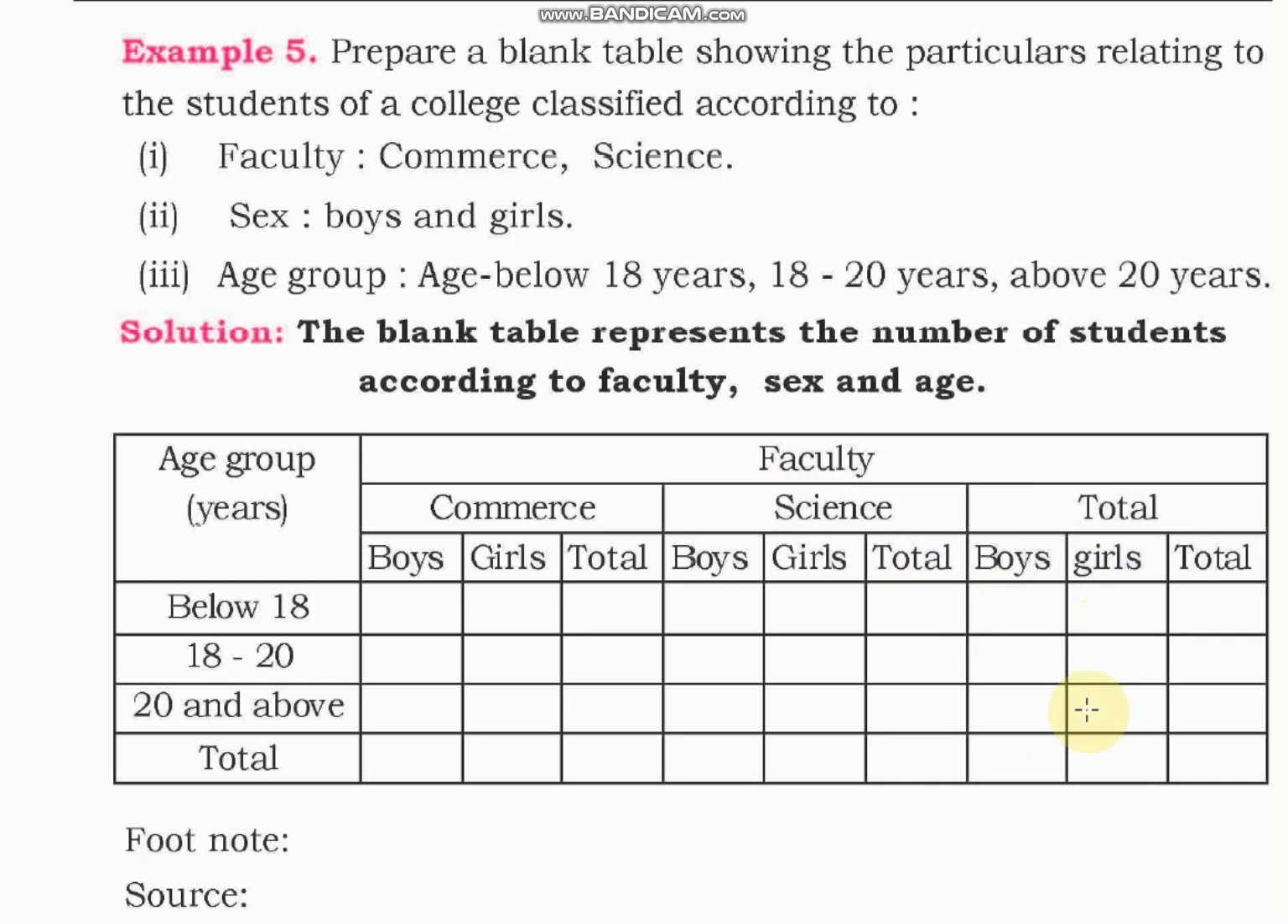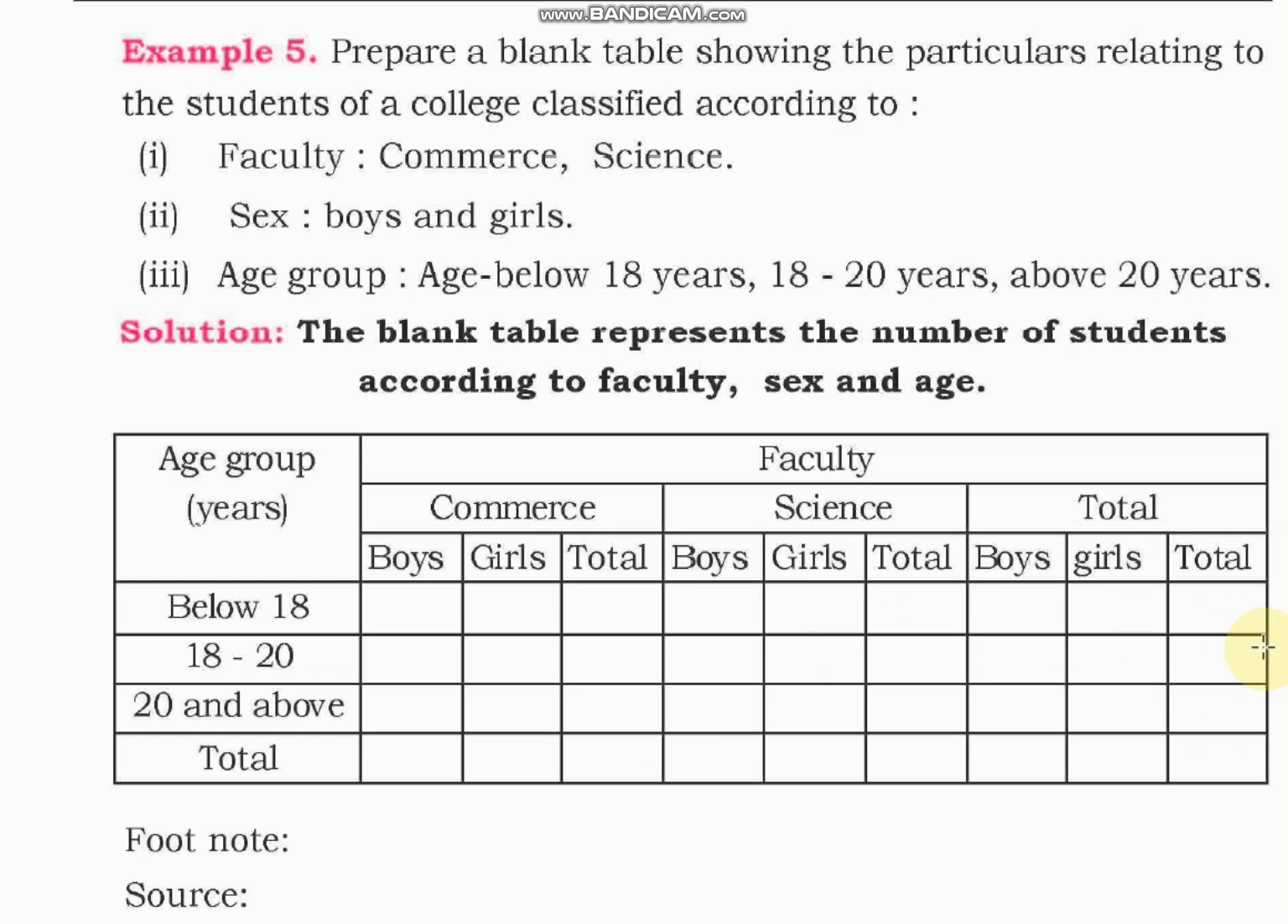the number of boys and number of girls belonging to different age groups. So in this cell, you are writing the number of boys of below 18. In this cell, you are writing the number of boys from the age 18 to 20. Similarly, you are writing the girls below 18 here, 18 to 20 here, 20 and above here, and the total here. If you add these two totals, you will be getting this grand total. So this is how you are representing a manifold table.